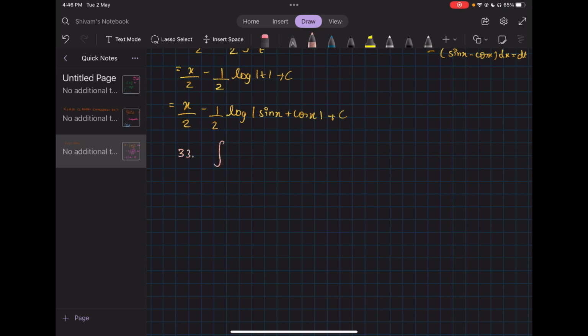The 33rd question reads 1 over 1 minus tan x dx. And again, we're gonna do the exact same approach. So we're gonna convert it to sine and cos. And this time I'm gonna write it directly. So this will get multiplied here to give the common denominator of cosine x, and then this gets thrown to the numerator. So I'm just gonna write it directly. Numerator becomes cosine of x, and the denominator becomes cosine of x minus sine of x dx.